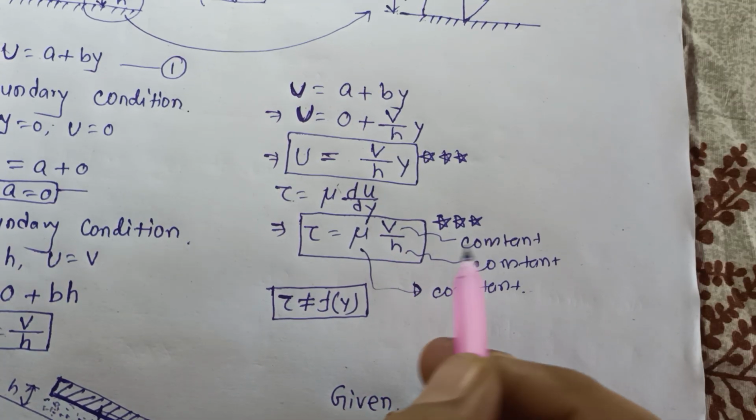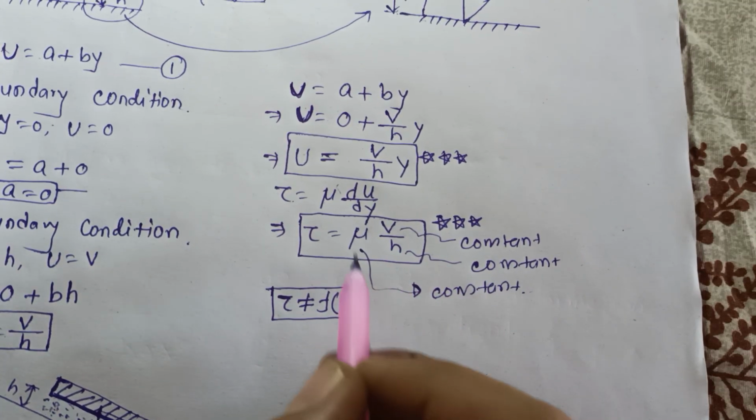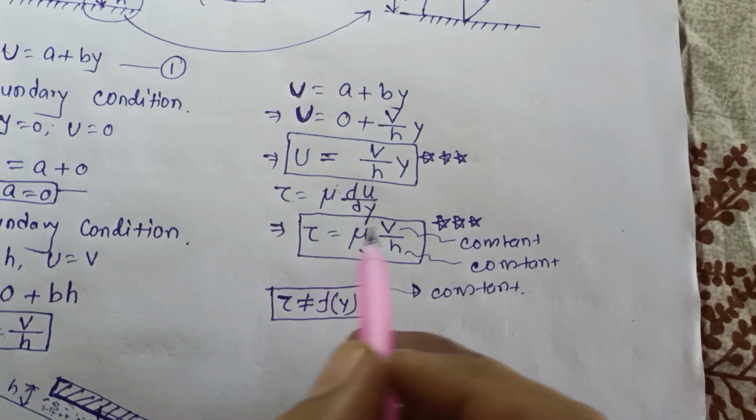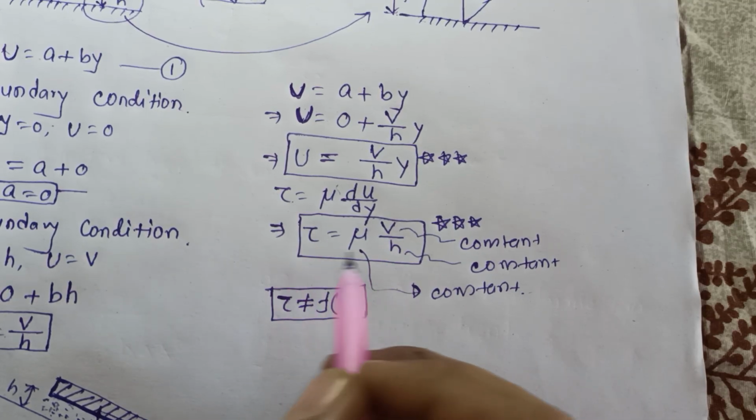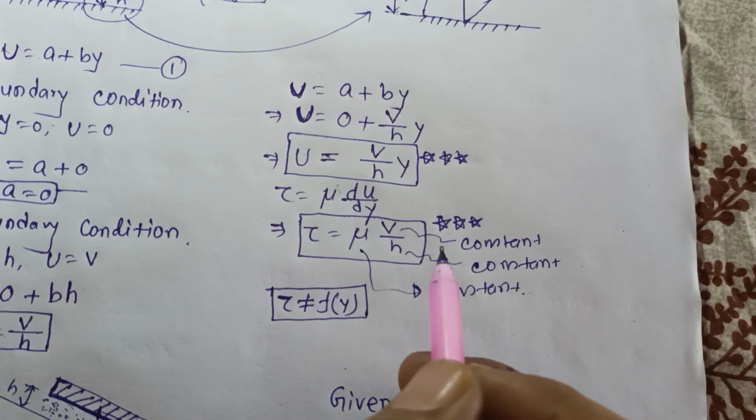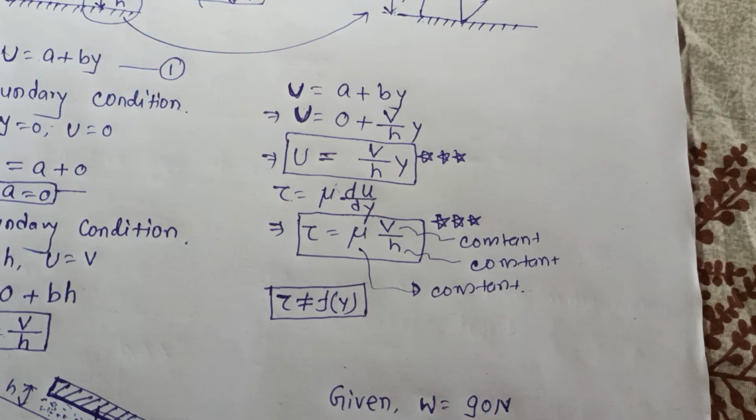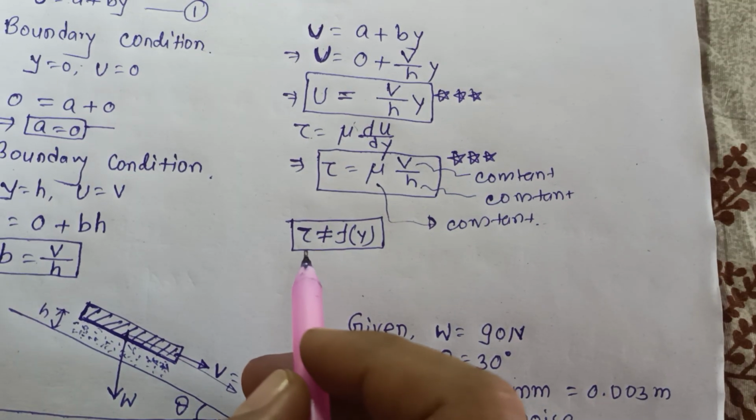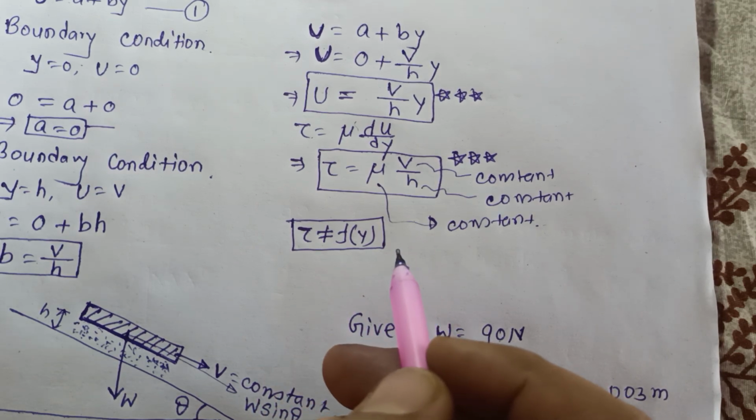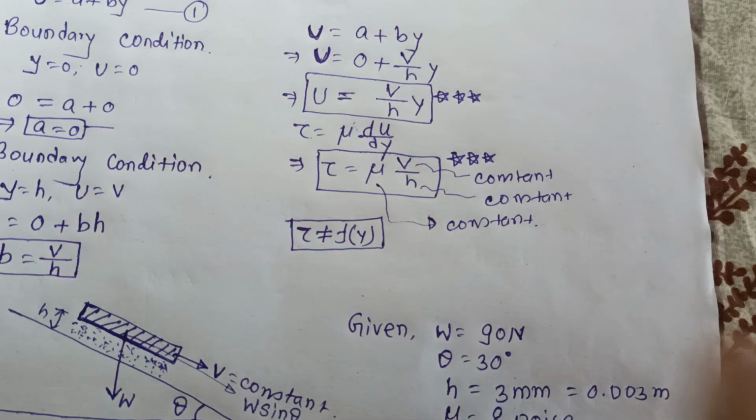Here v is constant, h is constant, and mu is also constant. So tau is constant. This is the important formula you have to remember: tau is equal to constant, equal to mu into v by h. So here we can say that tau is not a function of y. This is a very important concept.